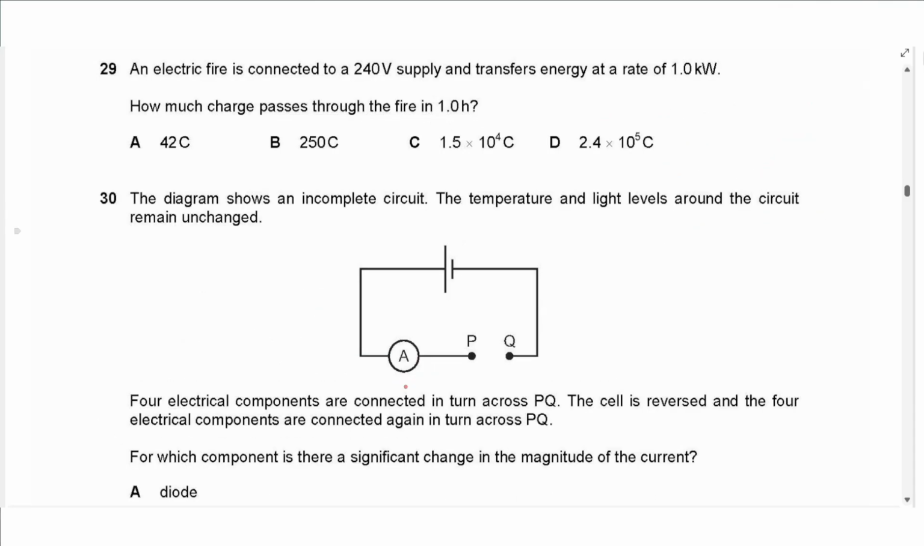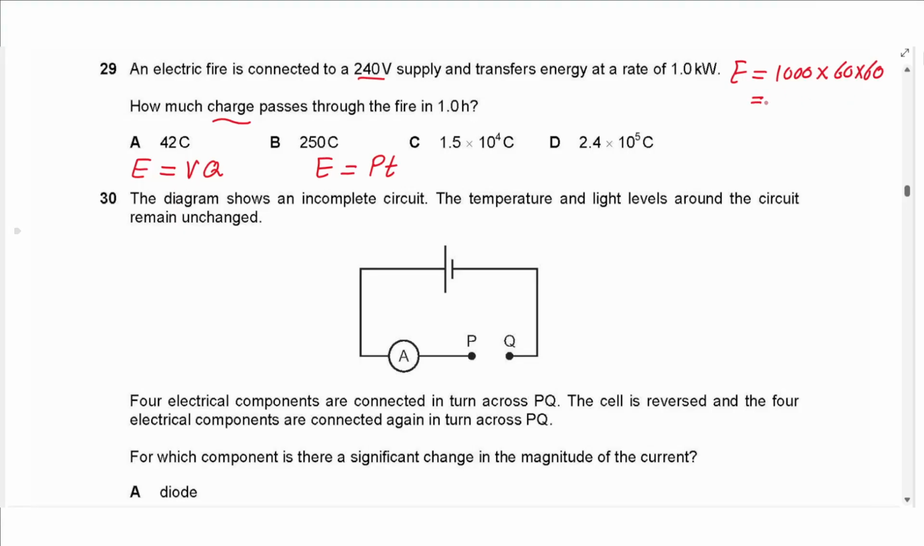In question 29, it says an electric fire is connected to a 240 volt supply and transfers energy at a rate of 1 kilowatt. How much charge passes through the fire in 1 hour? First, relating charge to voltage, we have the equation energy equals VQ. Energy equals potential difference or voltage multiplied by charge. And energy is also equal to power multiplied by time. So first we can calculate the energy equals 1 kilo, which is 1000, multiplied by the time in seconds. 1 hour is 60 minutes multiplied by 60 seconds.